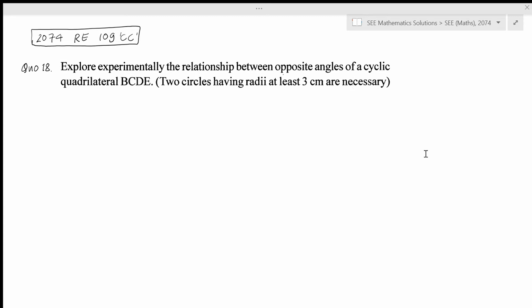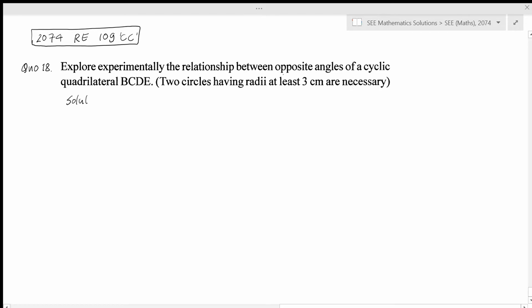Sometimes we will be asked to prove experimentally. The thing is the same. We are just going to find out or prove the relation between the opposite angles of a cyclic quadrilateral BCDE. And here we are given that two circles having radii at least 3 centimeter are necessary, so we have to make at least two circles, and the radius should be equal to or greater than 3 centimeter.